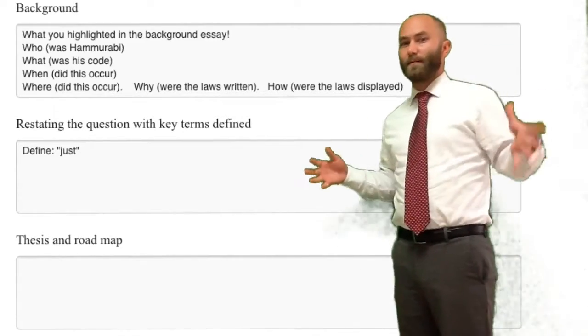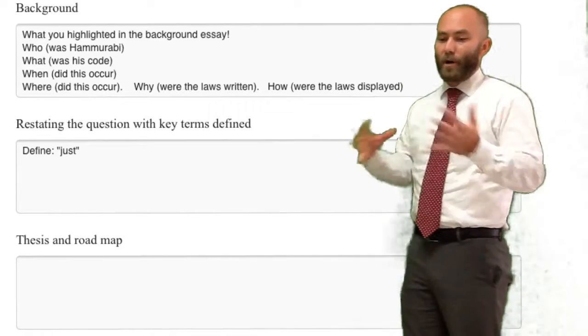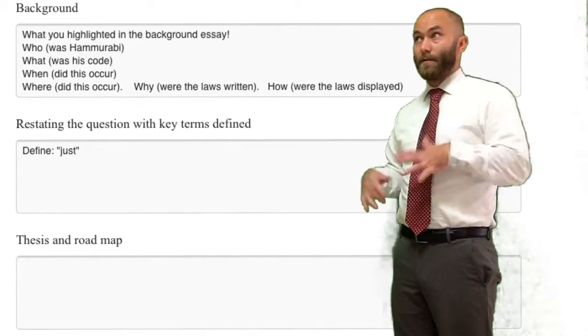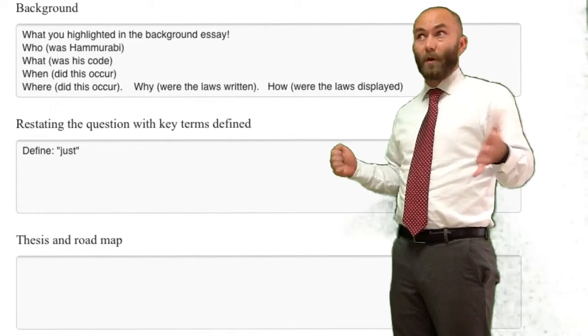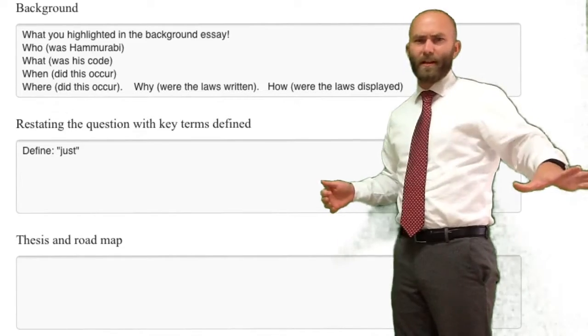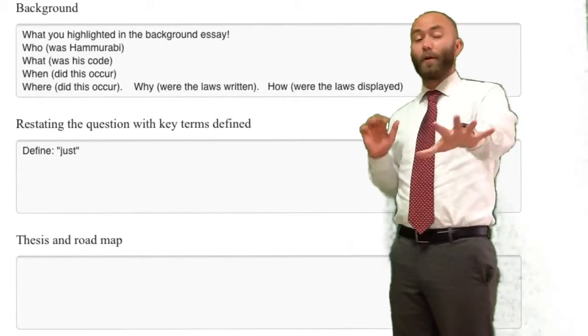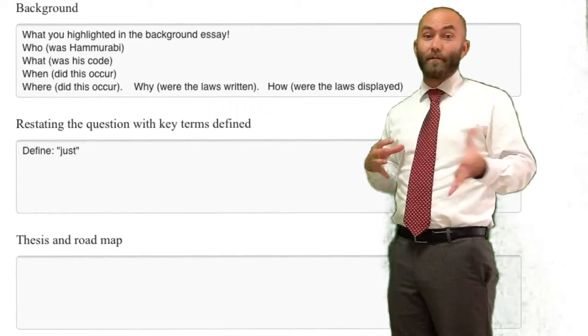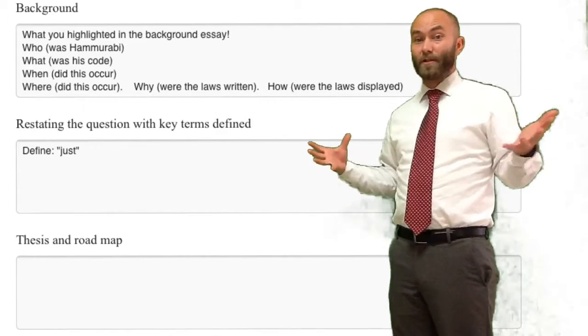And it could just be something like, Hammurabi's Code, which was a set of laws, was not just, which means fair. Actually, don't listen to that. That was a bad example. You don't want to get into your opinion in this defining part. You simply want to restate the question. And the question is, Hammurabi's code, was it just?